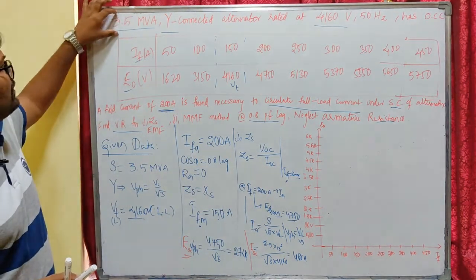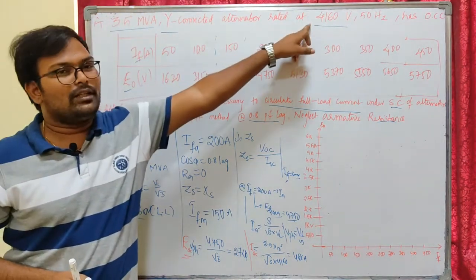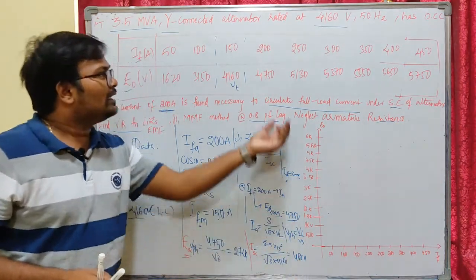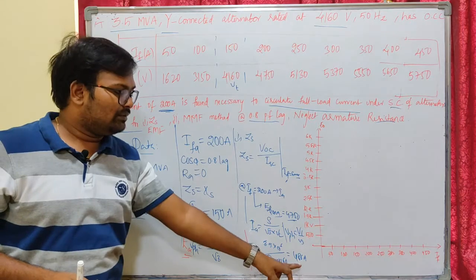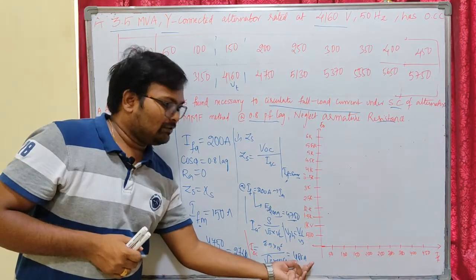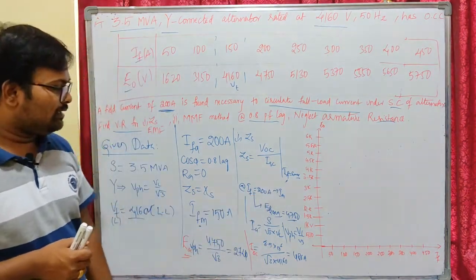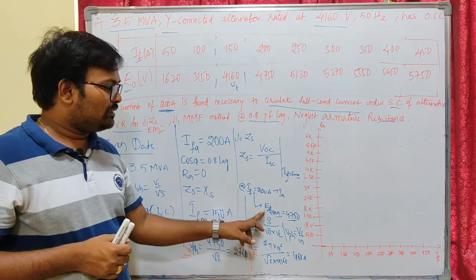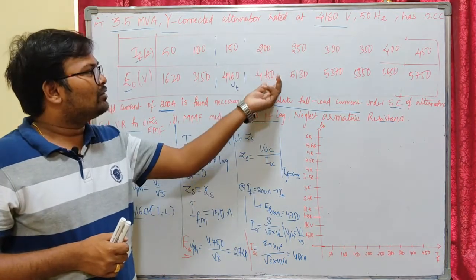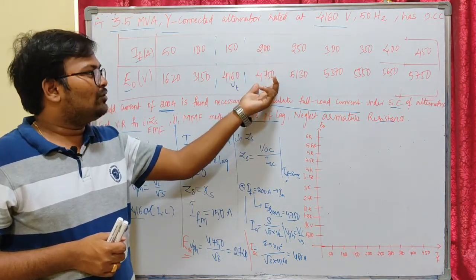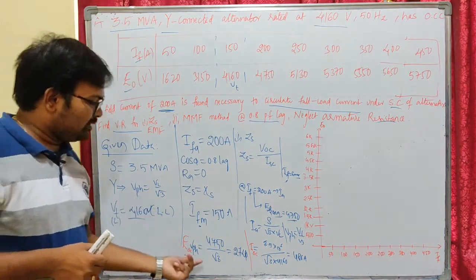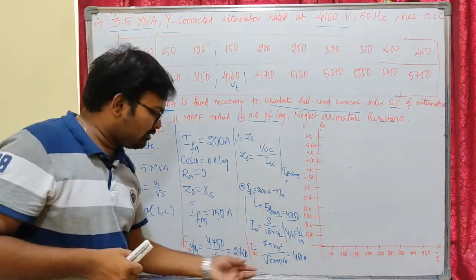We can obtain the armature current with this rated power and terminal voltage, that is 3.5 into 10 power 6 by root 3 into line voltage. This is the rated armature current under short circuit condition at 200 amps of field current. Now we need to find the rated voltage under open circuit condition at the same field current. The given data shows that at 200 amps of field current, the open circuit voltage is 4750. As this is a line value, we convert it to a phase value because it is star connected. V phase equals VL by root 3, that is 2740. So this is EOC, and this will be ISC.